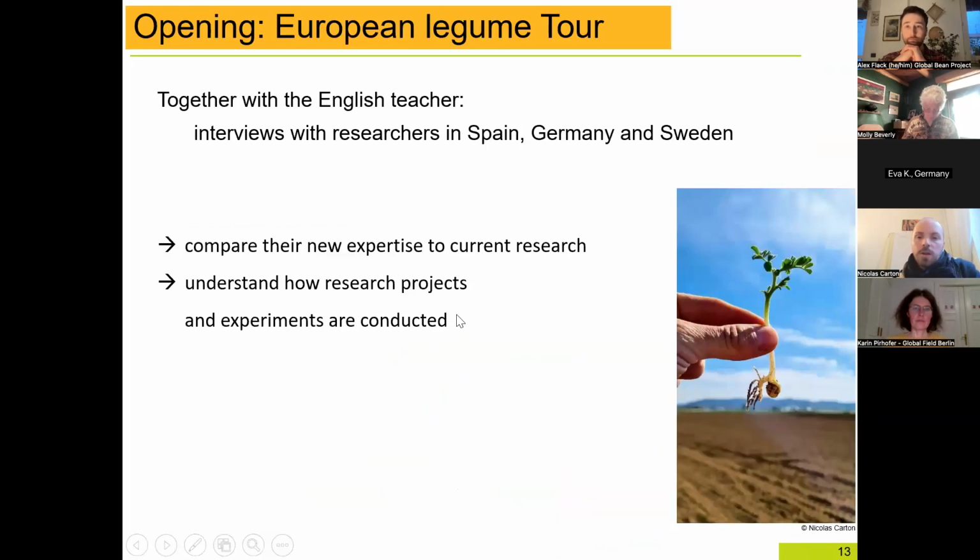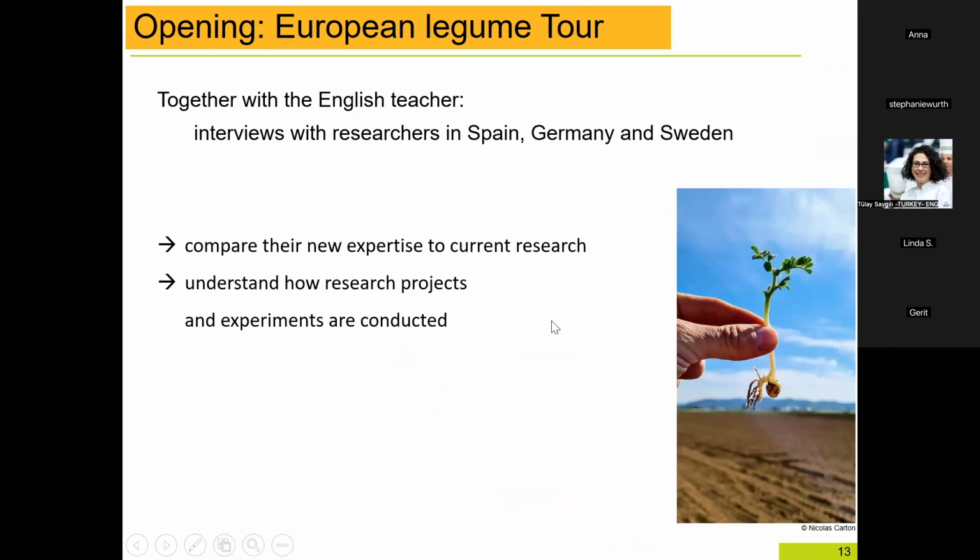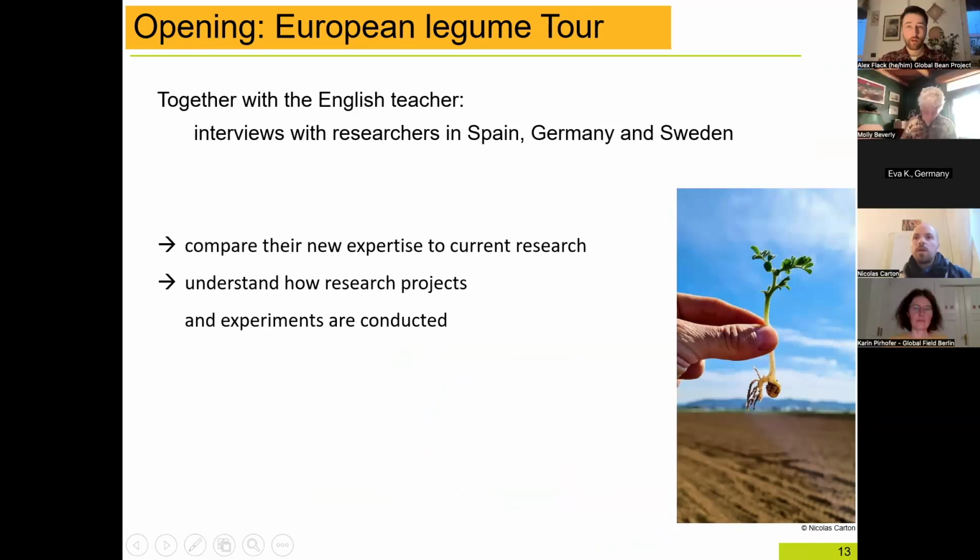Then, as a kind of opening, they interviewed some researchers in Spain, Germany, and Sweden. It was for them to practice English also, which is important for them. Most of them do not have a very good level in English. And they could also ask questions on how the work of researchers is and how they design their research project and their experiments. And this worked quite well. In the beginning, they were a bit afraid and scared of preparing this in English, but they prepared their questions and they were quite happy with the answers they got.